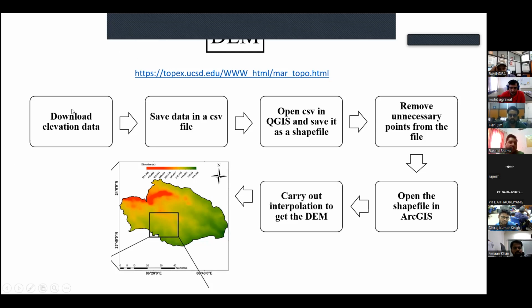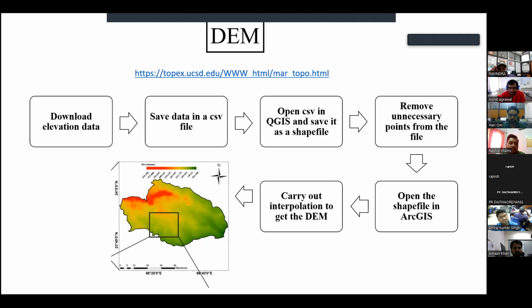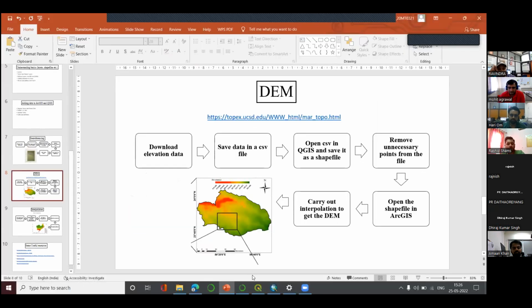First, for an elevation model of any region, we need to have the elevation data. There are a lot of websites and online resources available. I have mentioned one online resource in my presentation that you can go to. This is maintained by UCSD, University of California, San Diego. There you can download an ASCII file of elevation data, as well as free air gravity data. We will save that data in a CSV file, then open that CSV file in QGIS or ArcGIS, and then save that as a shapefile. Then we can remove unnecessary points from the file, open that in ArcGIS and carry out interpolation to get a DEM. I will show how it's done.